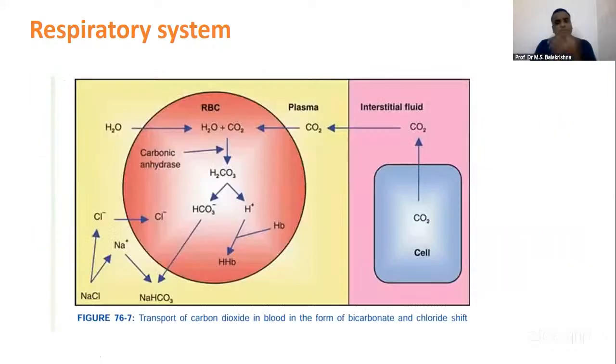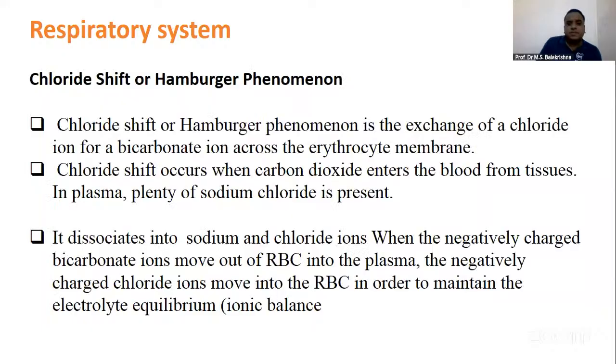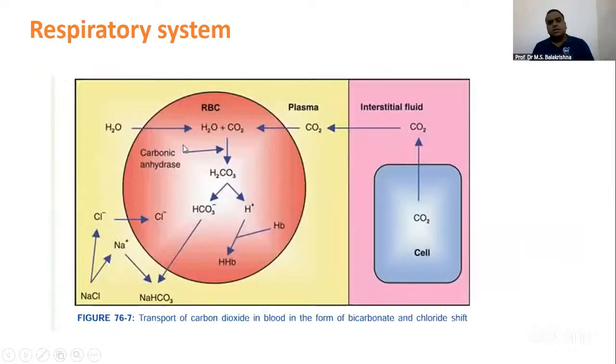The chloride is shifting from the extracellular space to inside the RBC. So chloride shift or Hamburger phenomenon is the exchange of chloride ions for bicarbonate. Chloride will go in, bicarbonate will come out, in the RBC. That is an MCQ. Where does it happen? In the RBC. Other parts you can read. The reverse chloride shift is the same thing I narrated, in the reverse order.